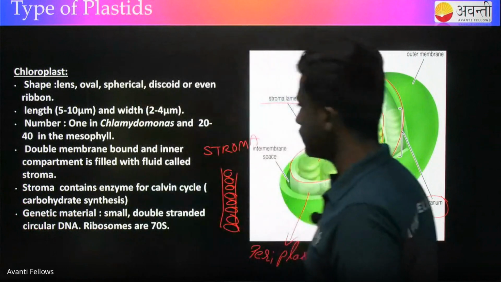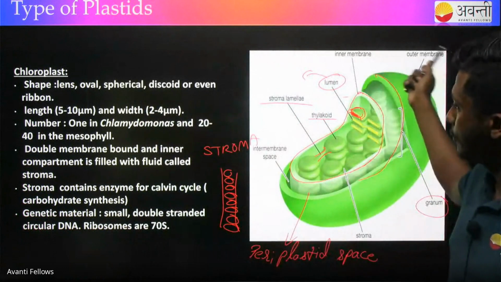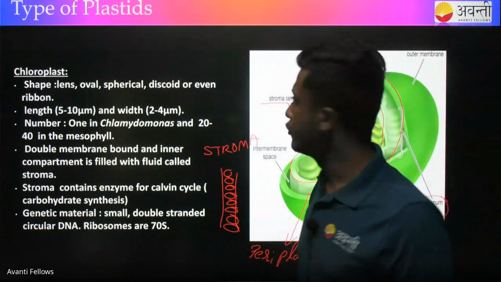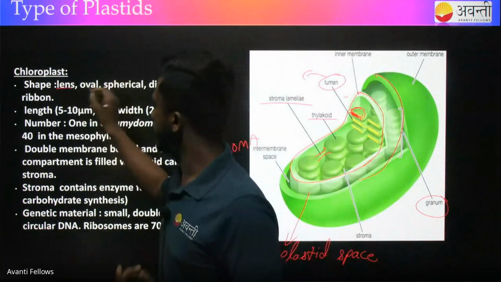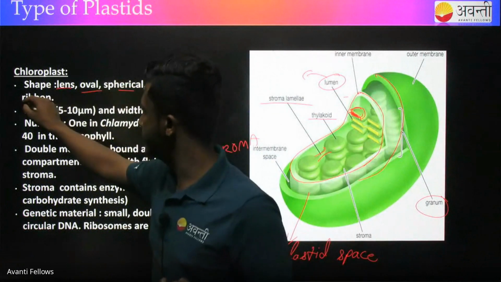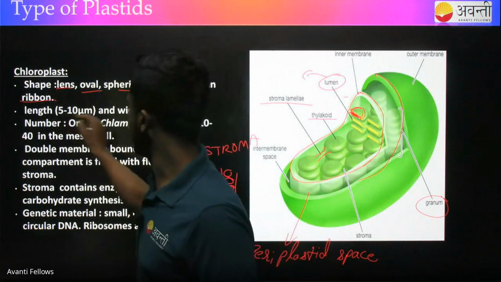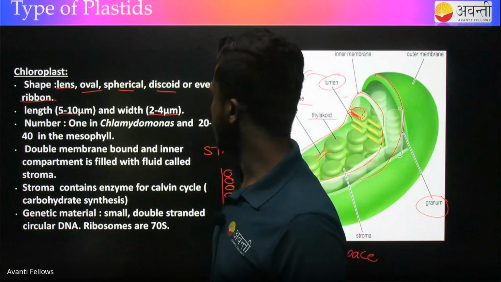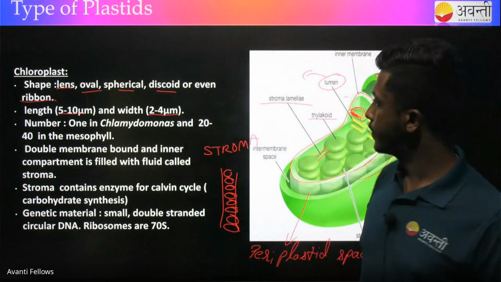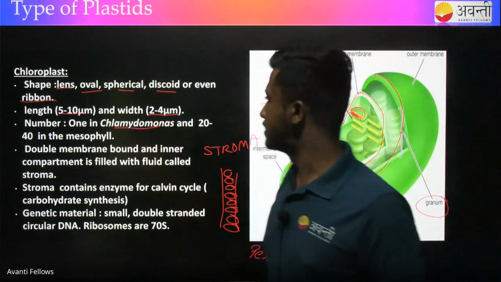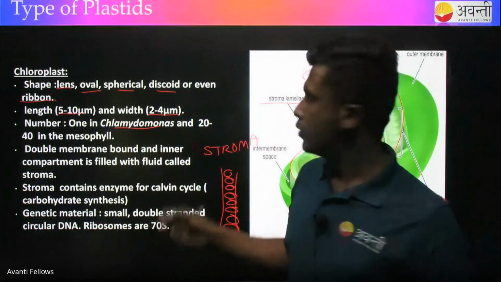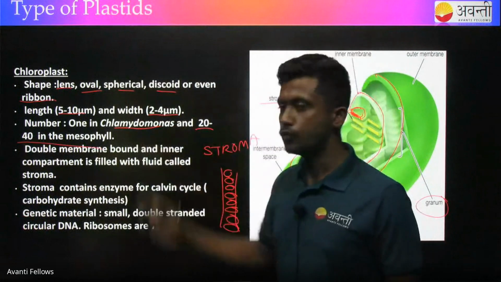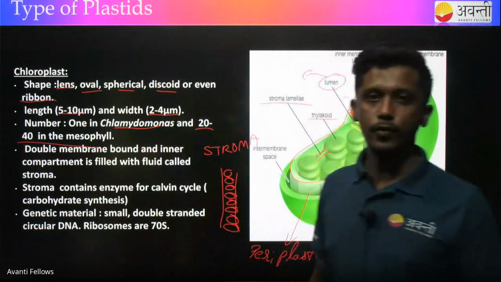So we understood the structure of the chloroplast one more time. Chloroplast can come in any shape, such as lens, oval, spherical, discoid, or even ribbon shape. The length is 5 to 10 micrometers, and 2 to 4 micrometers is the width. The number varies from cell to cell. For example, Chlamydomonas, a green alga, has only one, whereas in a mesophyll cell in an angiosperm, 20 to 40 chloroplasts will be present within each cell.